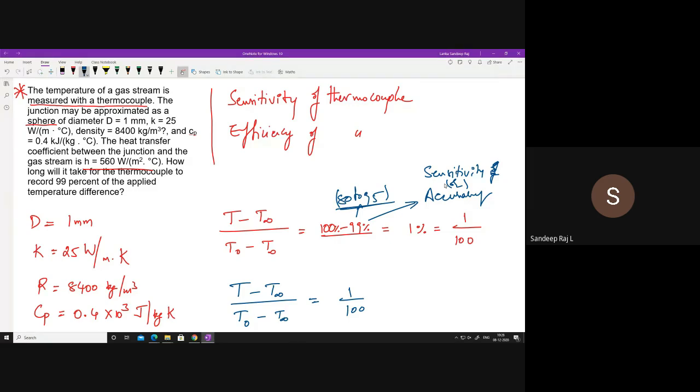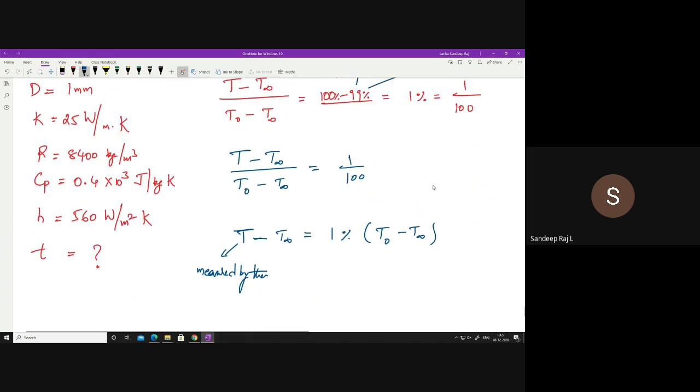So kindly keep this in mind. Sometimes, look in the question itself, he'll give you the sensitivity is 99%, the accuracy is 99%. This is like a practical application of the concept that we have learned for designing a thermocouple. Whenever you design a thermocouple, you have to use this concept of lumped parameter system and apply it. When you apply it, you will understand how accurate your thermocouple is. So that's all. This is what is given in the question to you, and what is asked is simply the time.